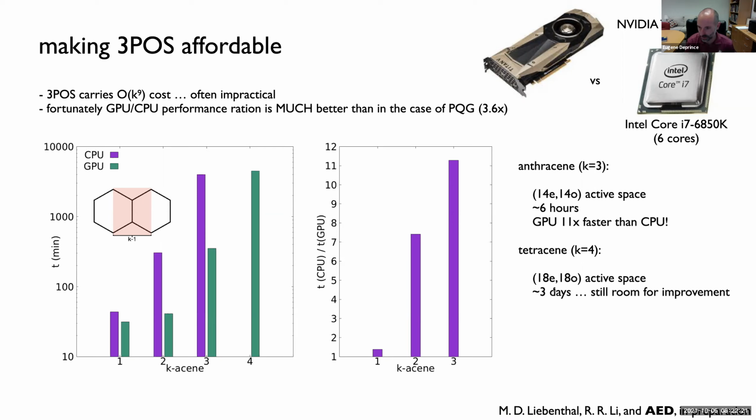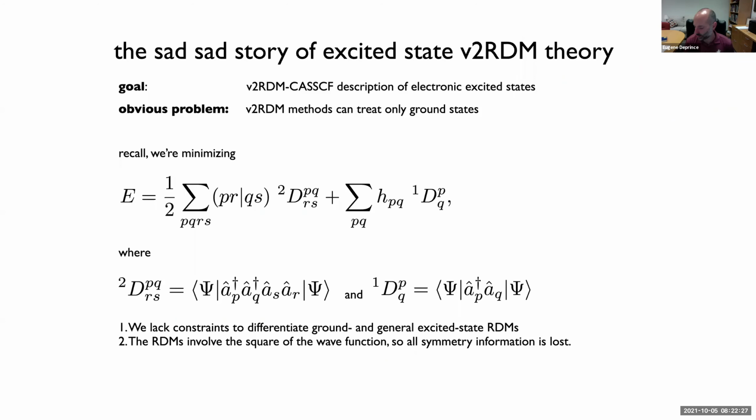I won't get into details because we haven't finished this paper yet, but there's a lot of room for improvement here. Okay, I think I've only talked for 20 minutes, so I'm going to talk a little bit about excited states in the context of V2RDM theory, which is a very sad story, and I'm trying to stimulate discussion here. So, the sad story of excited state V2RDM theory.